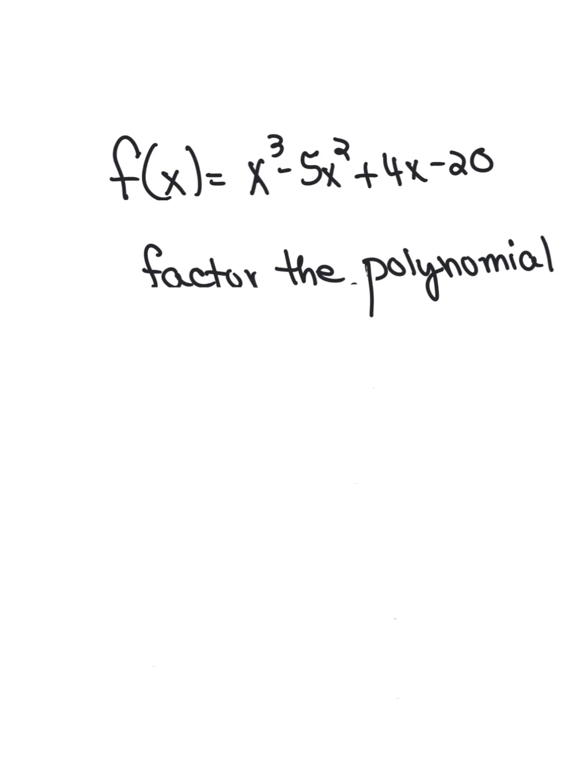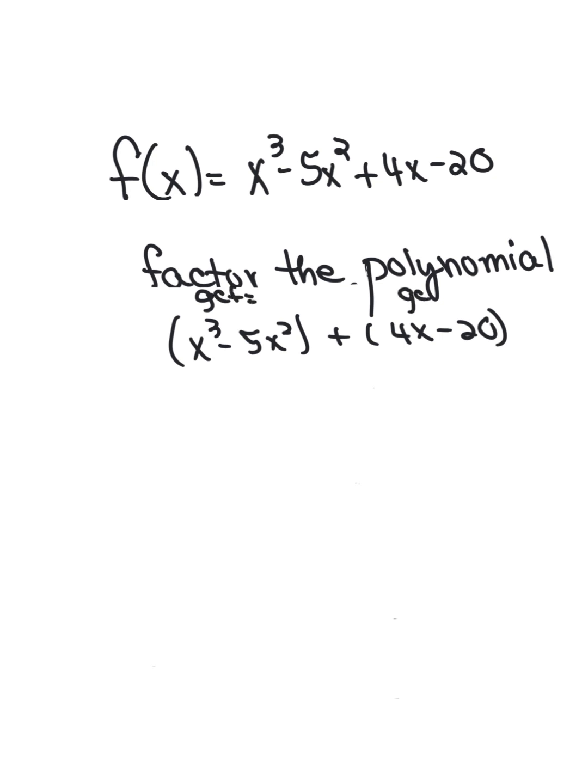All right, on this problem, if you are solving and finding the factors for f of x is equal to x cubed minus 5x squared plus 4x minus 20, we are going to first of all factor the polynomial. Because the polynomial has 4 terms, we are going to group the first 2 together and the last 2 together. And we need to find the GCF of each parentheses.